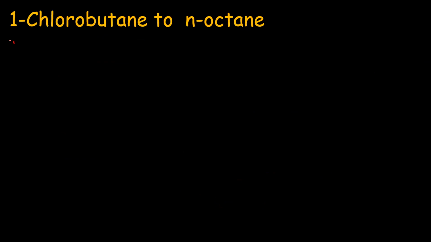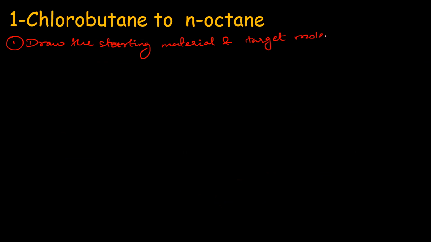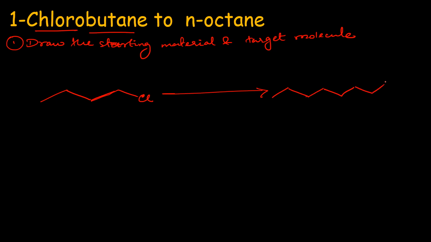Now, the first step will always be to draw the starting material and target molecule. My starting material is chlorobutane. So the structure of 1-chlorobutane specifically will be 1, 2, 3, 4 carbon atoms, and the fourth carbon atom is containing a chlorine group. And I have to convert this to n-octane. So there will be 8 carbon atoms. So 1, 2, 3, 4, 5, 6, 7, 8.